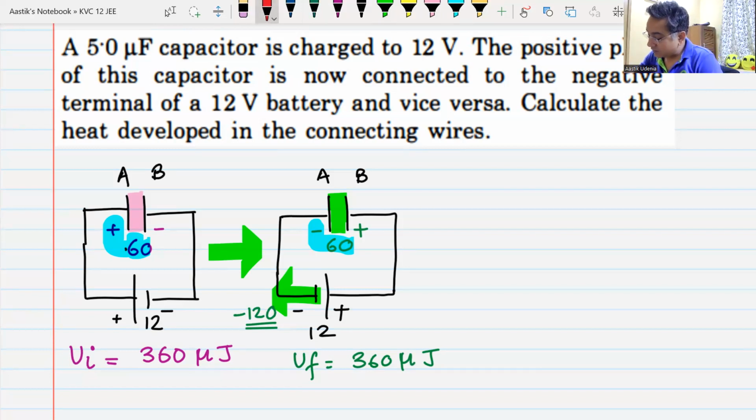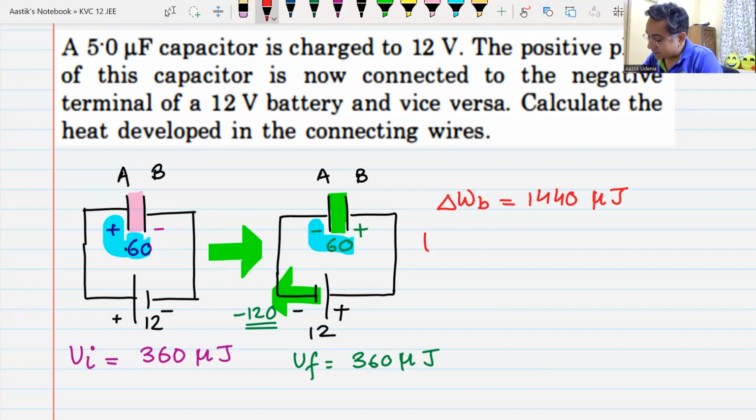Now let us find out the work done by the battery. Is the work done by the battery positive or negative? It's positive only because charge is flowing in the same direction. Positive charge is flowing from positive to negative, or negative charge is flowing from negative to positive. So work done by the battery is positive. How much is the work done by the battery? 1440 microjoules. The charge flow is positive.